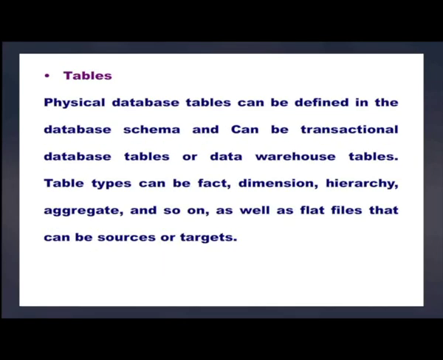The next one is tables. A table is a physical database table that can be defined in the database schema, and can be transactional database tables or data warehouse tables. Table types can be fact, dimension, hierarchy, aggregate and so on, as well as flat files that can be sources or targets.